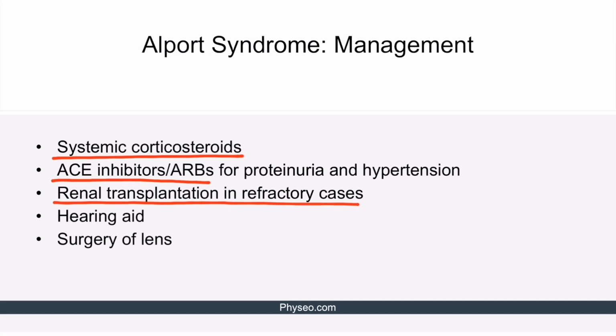Sensorineural hearing loss can be treated with hearing aids. Finally, if the patient has anterior lenticonus, he or she can undergo surgery of the lens.